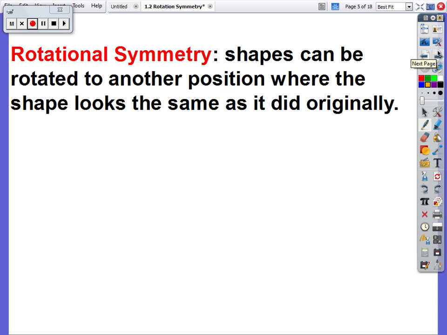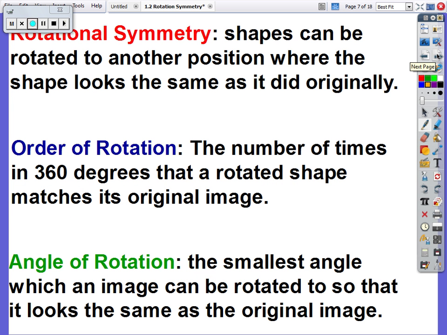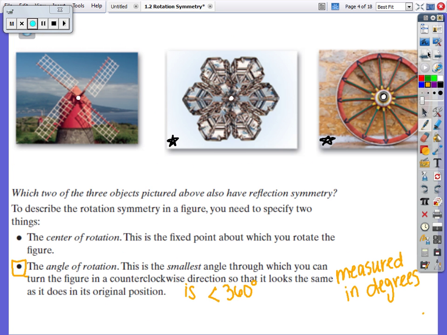And then these are just the vocab words that we have talked about. The one that we haven't talked about is the order of rotation. The order of rotation is the number of times that a rotated shape matches its original image. So if we go back to the windmill here, the number of times that we could rotate this would be 1, 2, 3, 4. And so the order of rotation for this one would be 4, because that's how many times it would take for us to start here and spin it all the way back to the beginning.